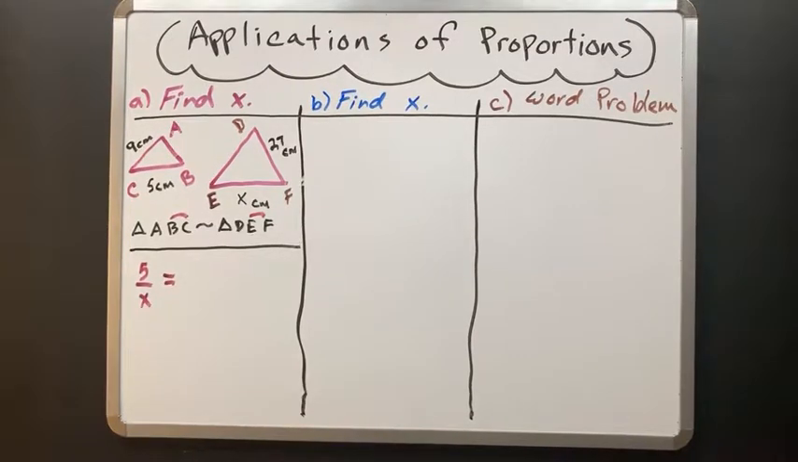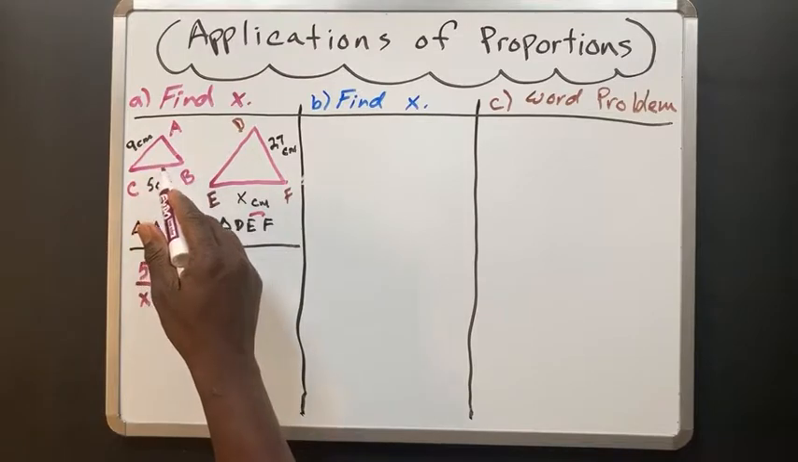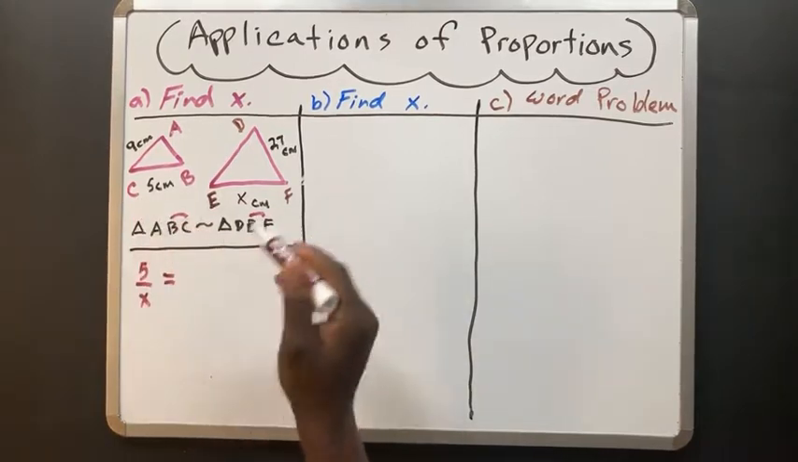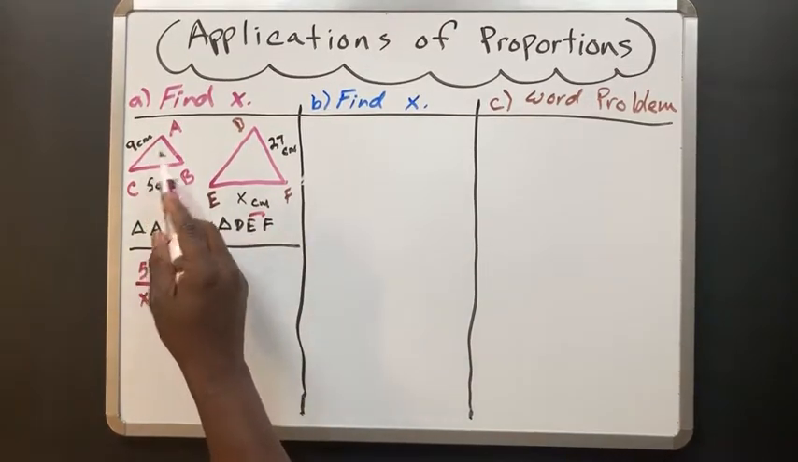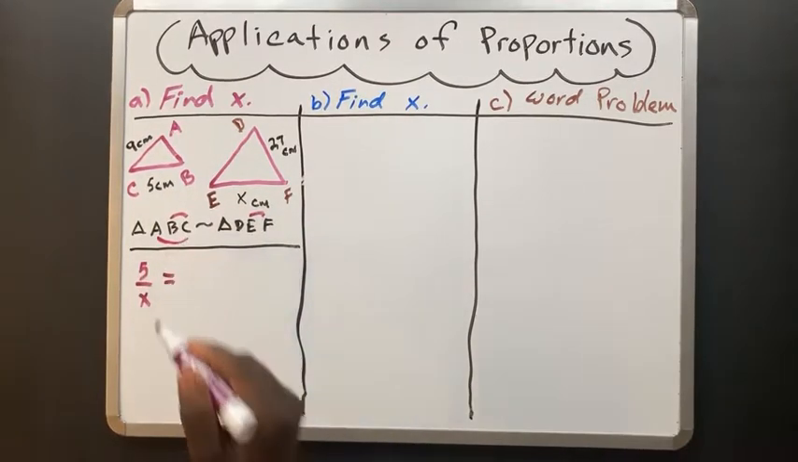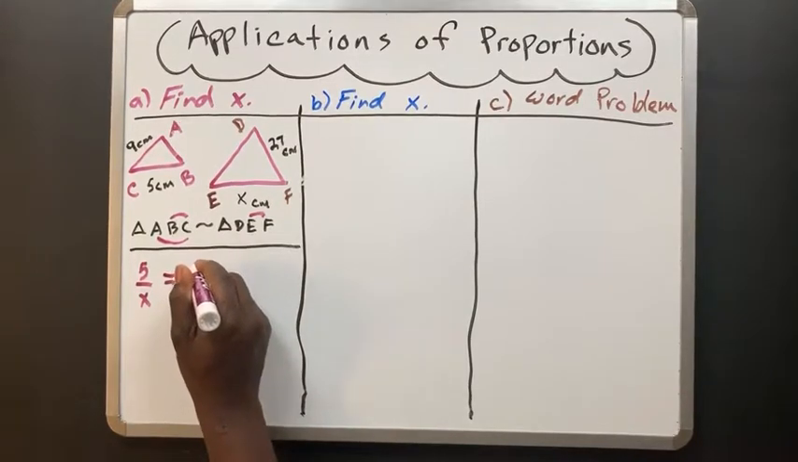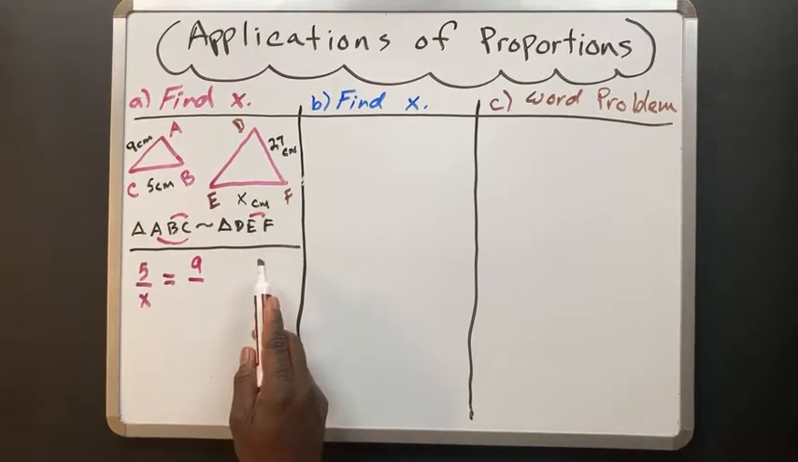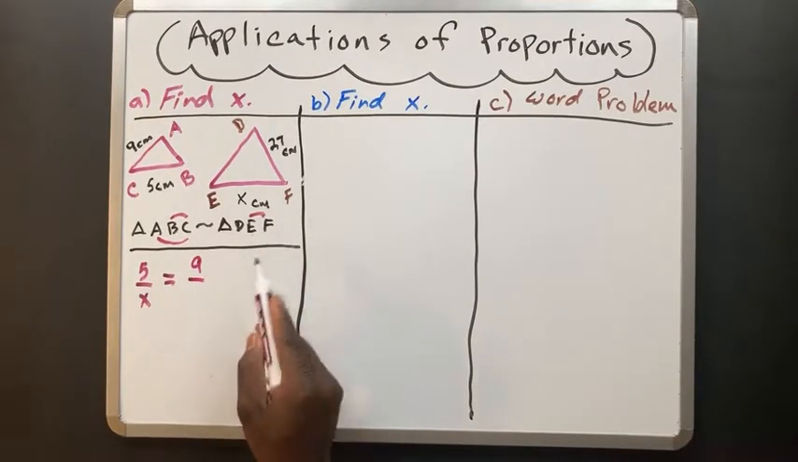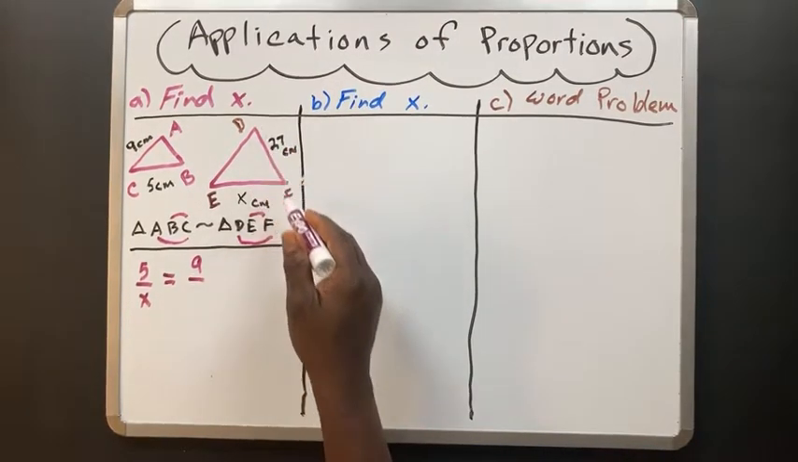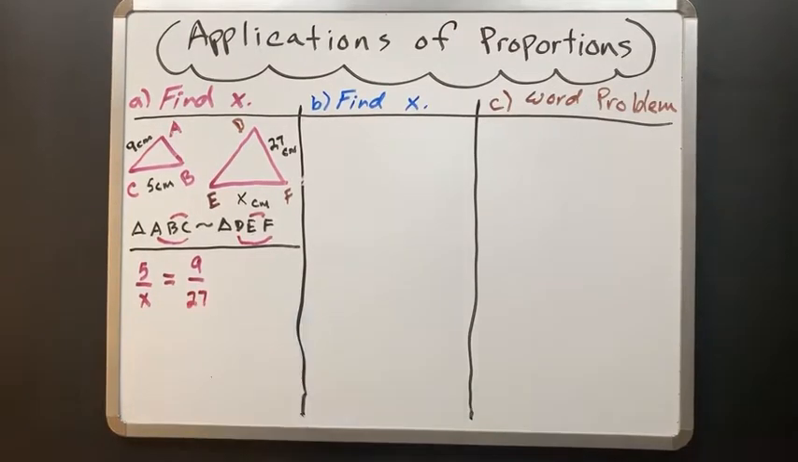So let's start with the same triangle, the smaller one. Notice we're going small to large, 5 over X. So now I have segment AC, that's right here. I'm going to put that loop. And segment AC is 9 over. Now, what does AC correspond with in the larger triangle? DF. So I'm going to draw that little loop from D to F. And what's the length of DF? 27. There it is. It took all that time to write that proportion.